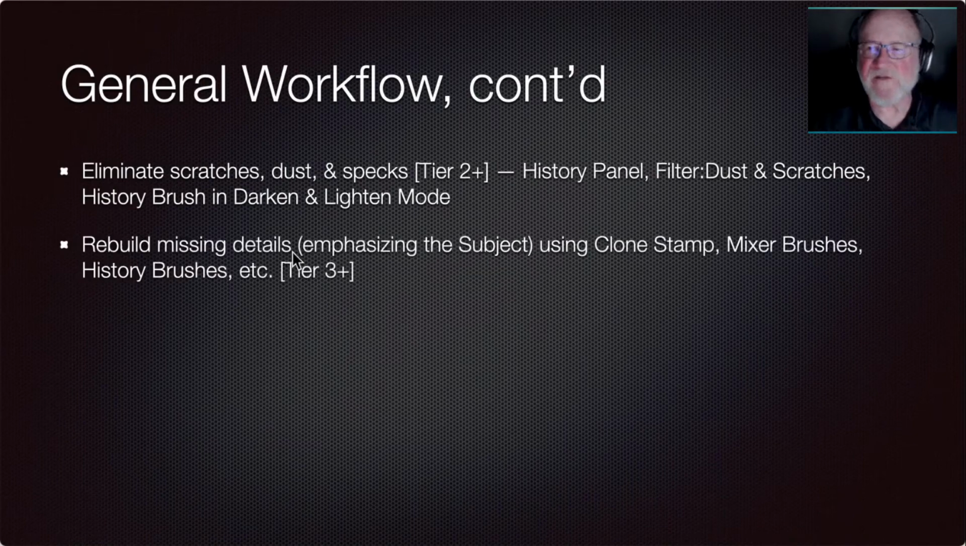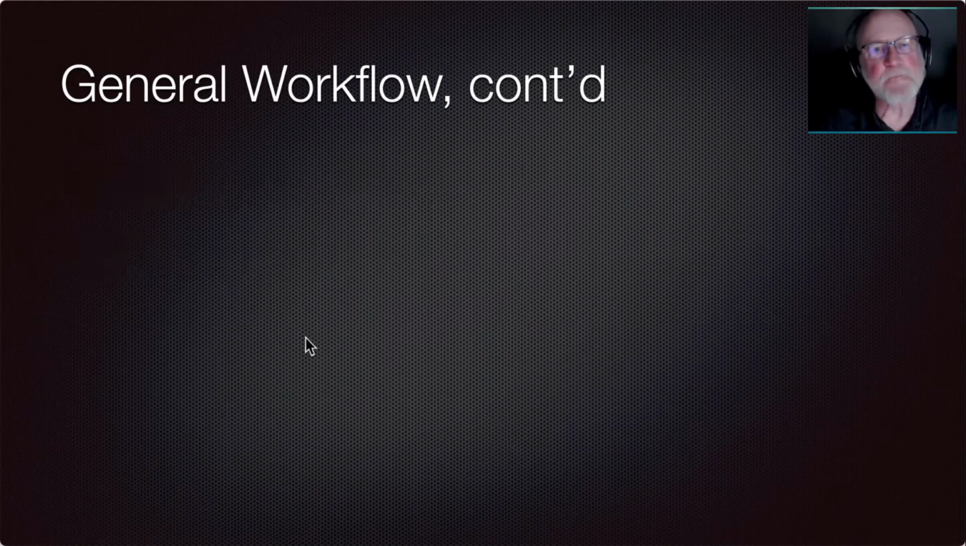Rebuild missing details. So far, we've talked about getting rid of problems, and now we're starting to talk about building back what should be there. Okay? So emphasizing the subject always, that's the most important thing. Using clone stamp, mixer brushes, history brushes, even the standard paintbrush in different modes. This is all tier 3 and higher, meaning difficult, time-consuming, sort of expert-level things. That's where the artist comes in. Yep, exactly.